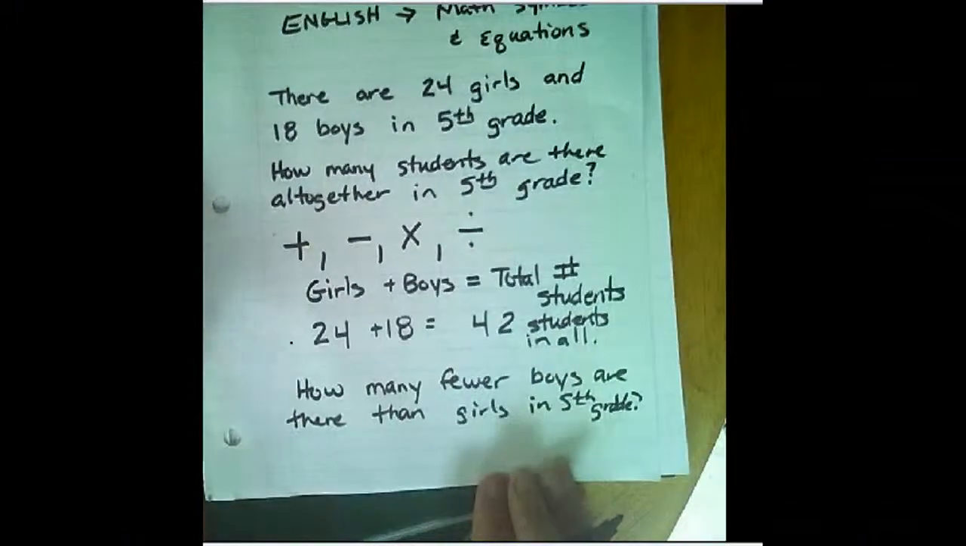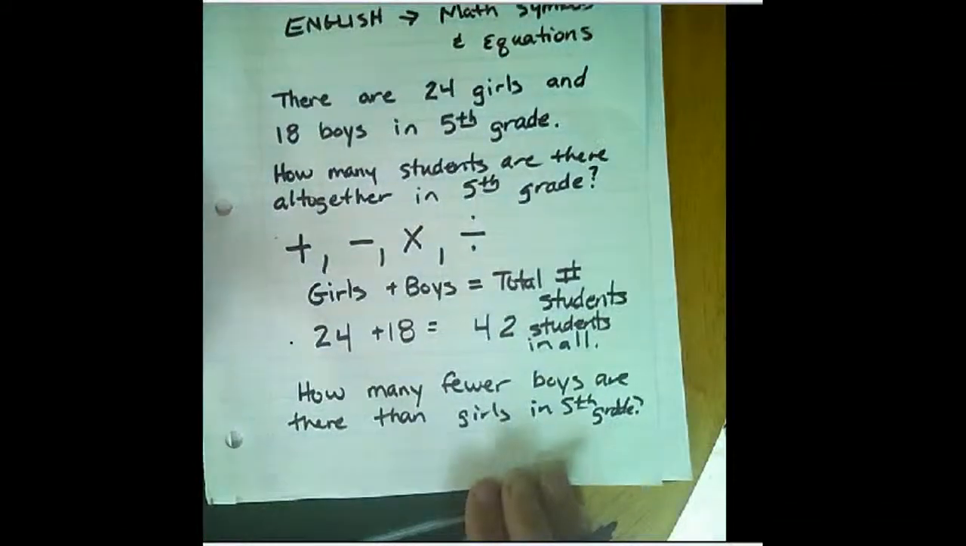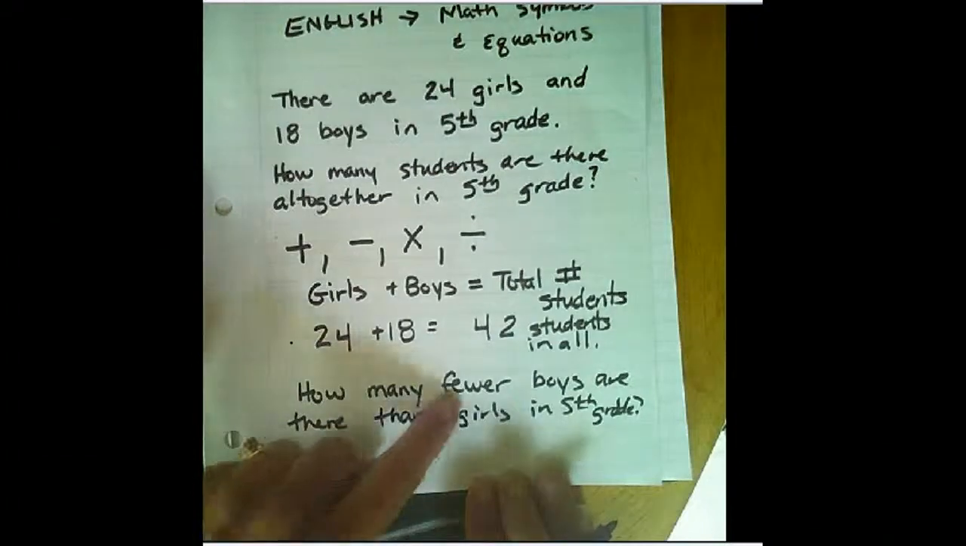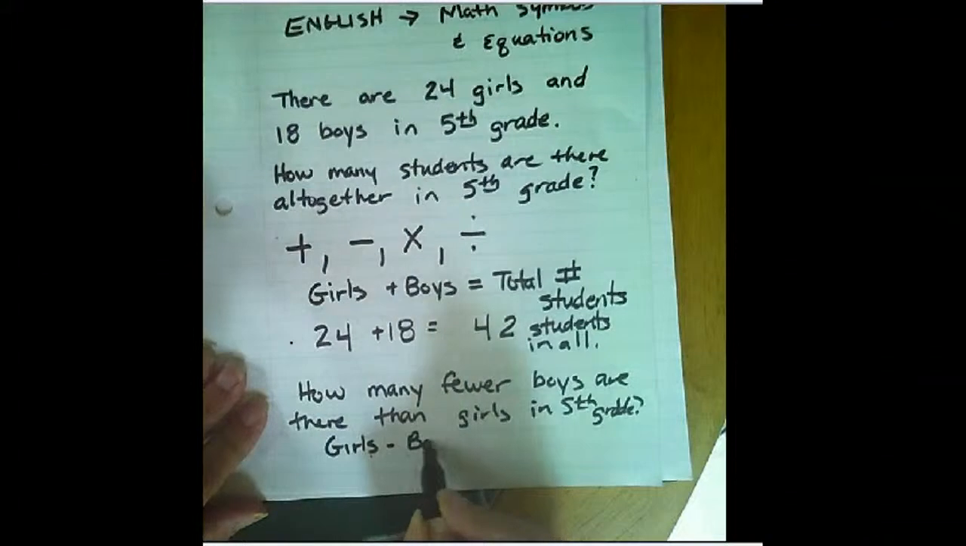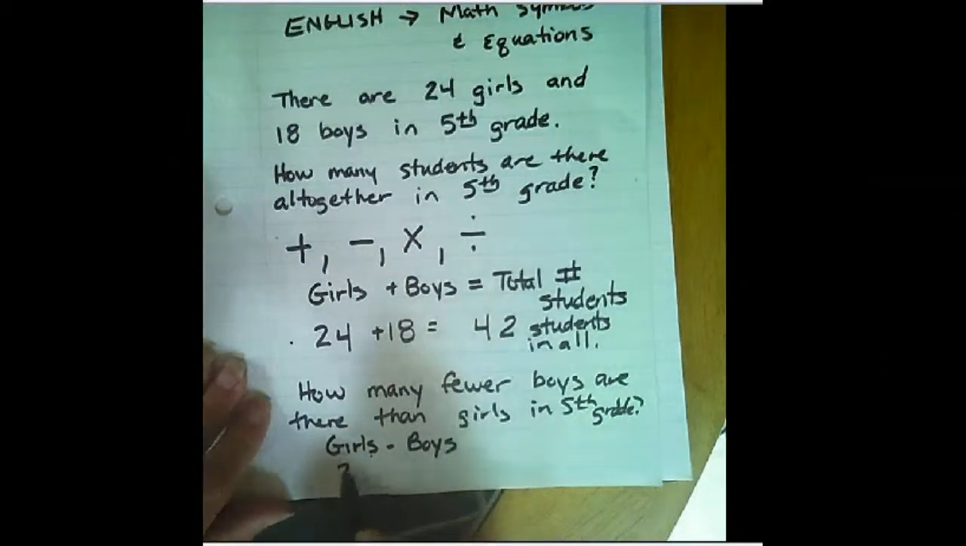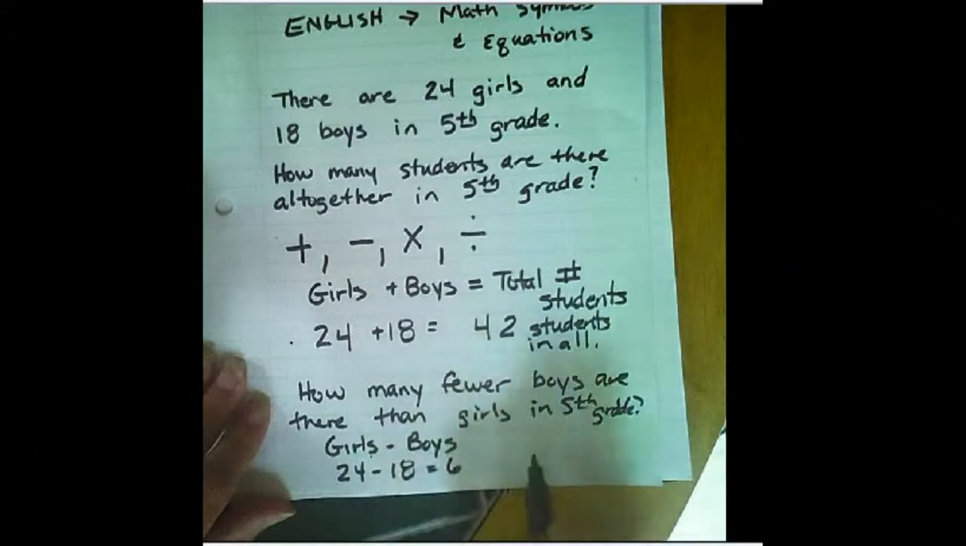So if we're looking at that, we would say how many fewer. We're going to subtract. There are fewer boys, so we're going to subtract boys. So we're going to take girls minus boys, or 24 minus 18. And our answer would be there are 6 fewer boys than girls.